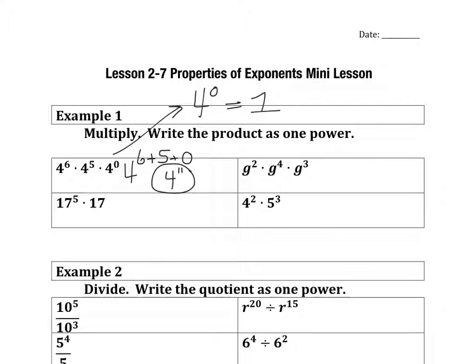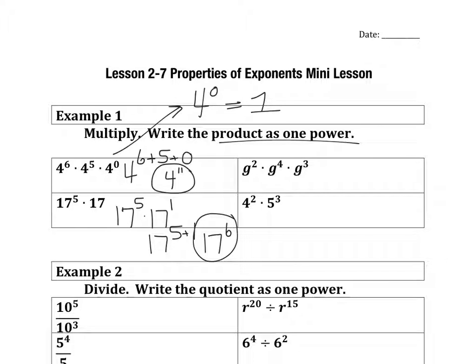17 to the 5th, and then just 17. Anything that's by itself actually has an exponent, which is 1, because there's technically 17 there. So 17 to the 5th times 17 technically to the 1st, so 17 to the 5 plus 1, which would be 17 to the 6th. And your answer's finished because you were told to write the product as 1 power.